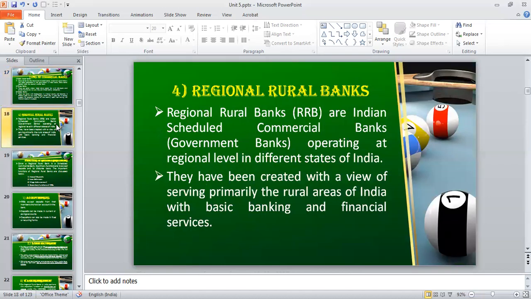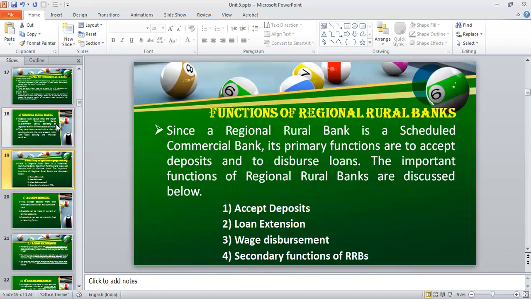The next type is regional rural banks. These regional rural banks are normally Indian scheduled commercial banks operating at a regional level in different states of India. So they have been created with a view of serving primarily the rural areas of India with basic banking and financial services. Now, let us concentrate on these functions of regional rural banks.